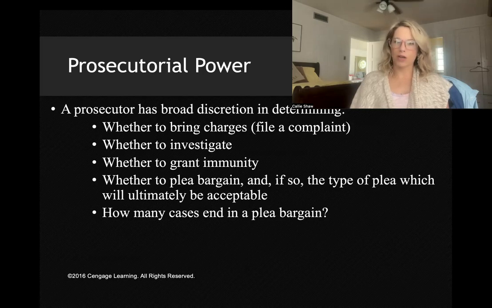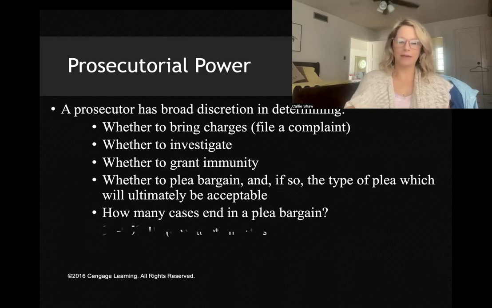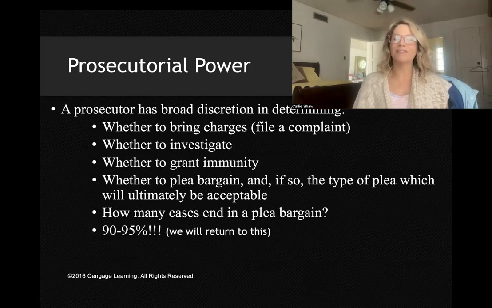Now, in terms of a plea bargain, this is when a prosecutor offers a defendant the ability to plead guilty in exchange for a reduced sentence. Okay. 90 to 95% of cases end in a plea bargain. That is a massive amount. Now, I hope at this point you're saying to yourself, wow, that's a lot, right? And it is a lot. And it's become kind of a problem because over 87% of defendants cannot afford a private attorney. So what happens? They get a public defender.